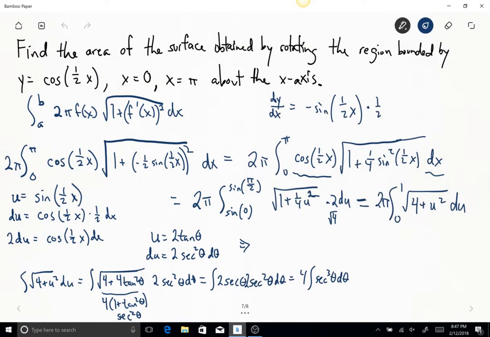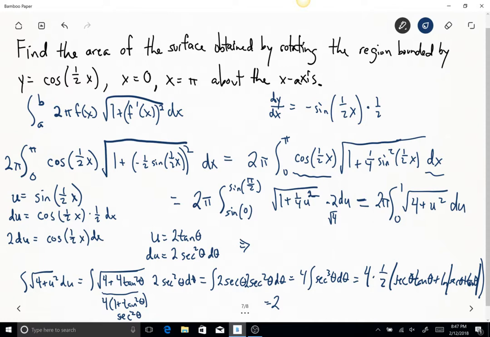So notice this thing becomes 4 times the 1/2 of secant theta tangent theta plus natural log of secant theta plus tangent theta. 4 times 1/2 gives us 2. So 2 times secant theta tangent theta plus 2 times the natural log of secant theta plus tangent theta.